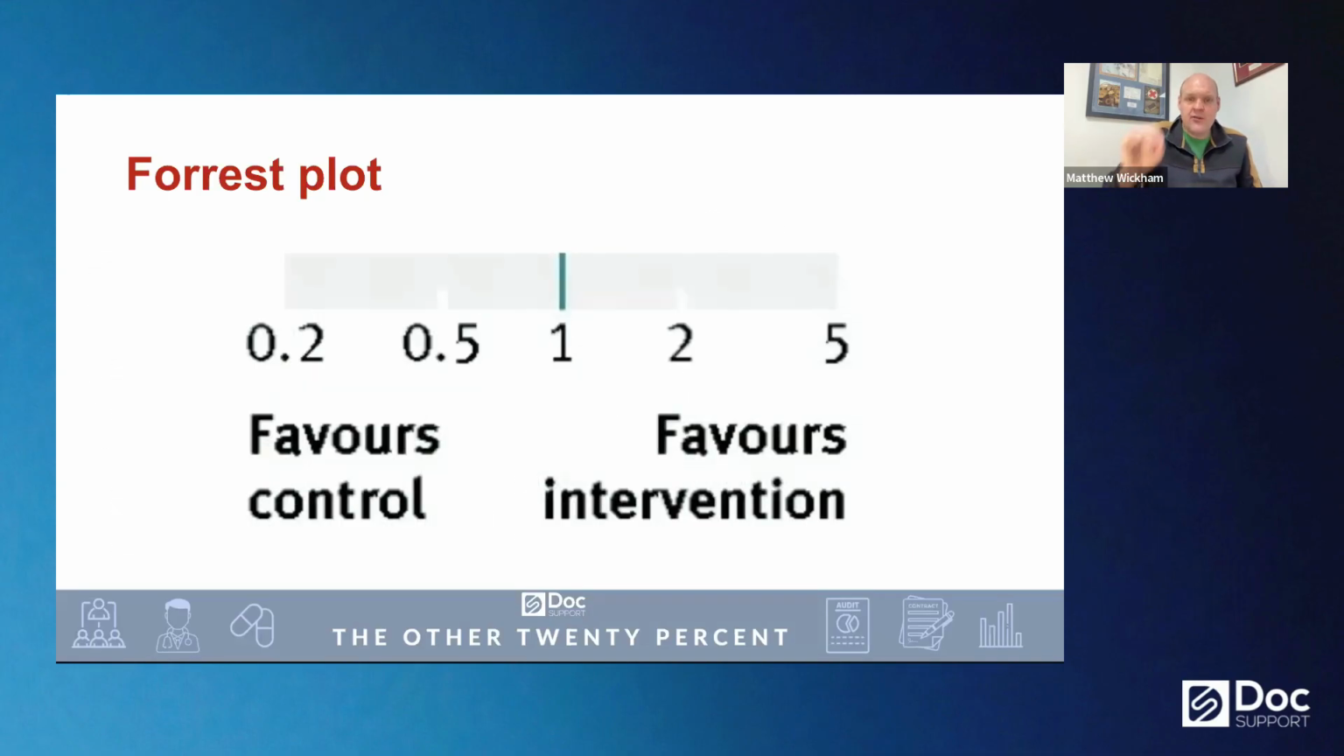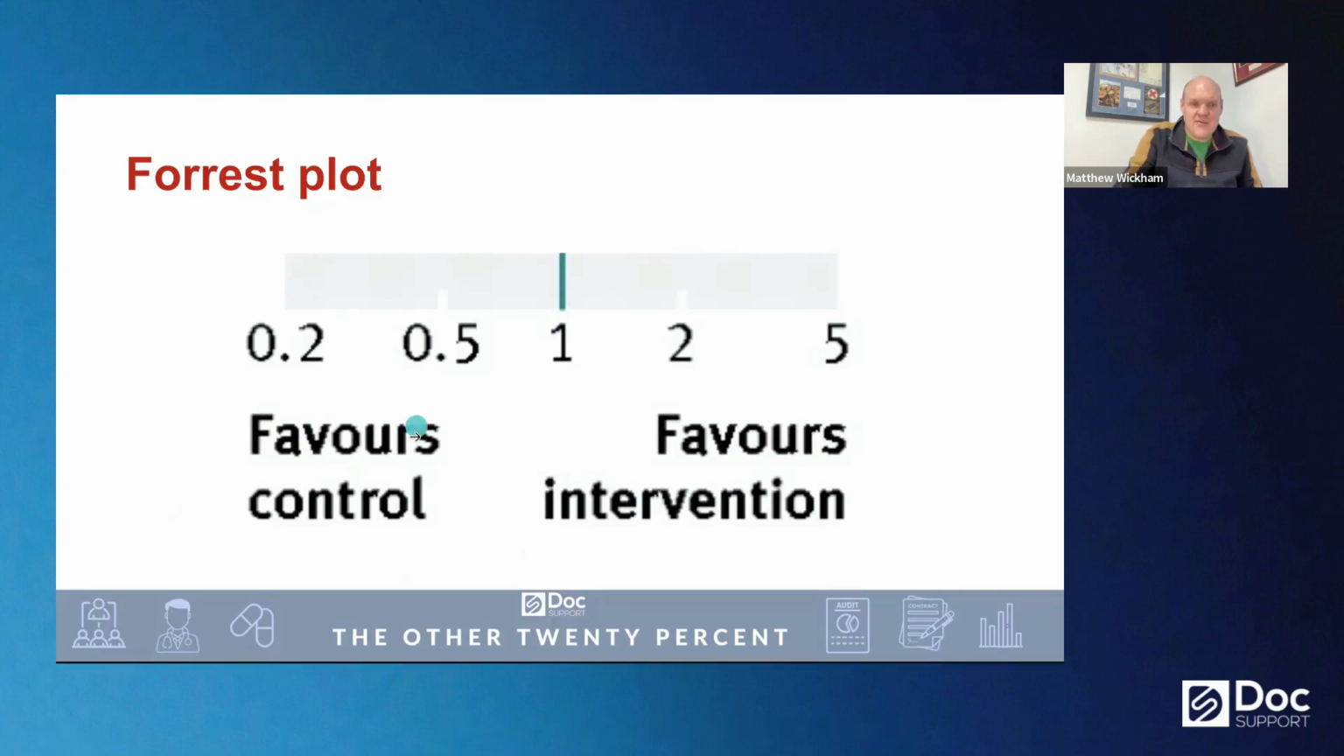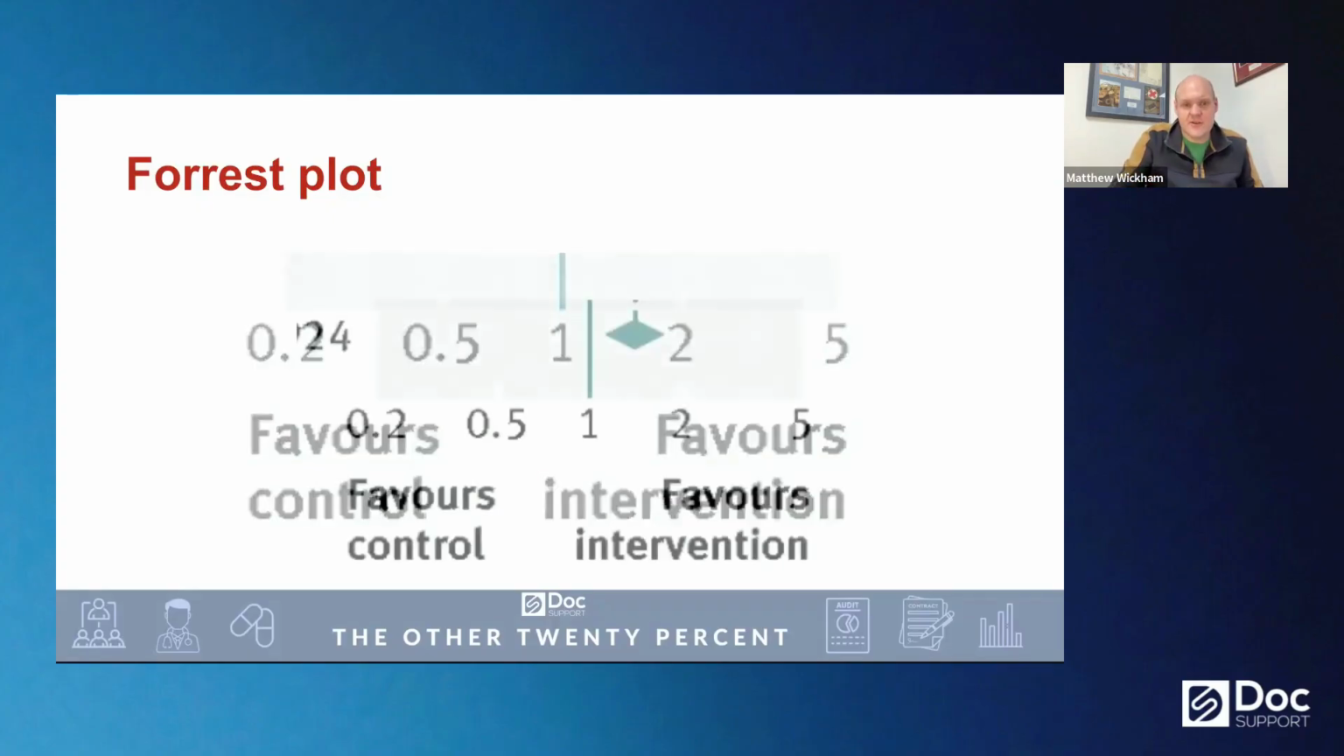First thing you need to do is look right at the bottom. You've got the main output for any of these RCTs, with favors control and favors intervention. Depending on what the study is, that might slightly alter, but regardless, you should have this solid line. That line is called the line of no effect. So if anything touches that, then it's not statistically significant.